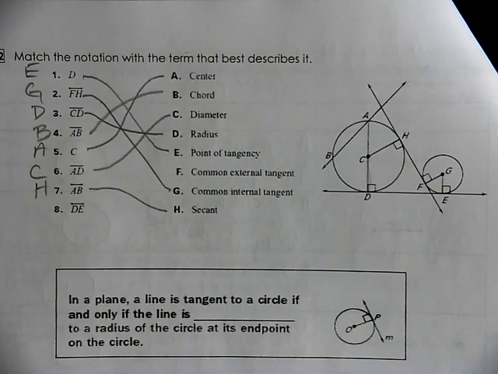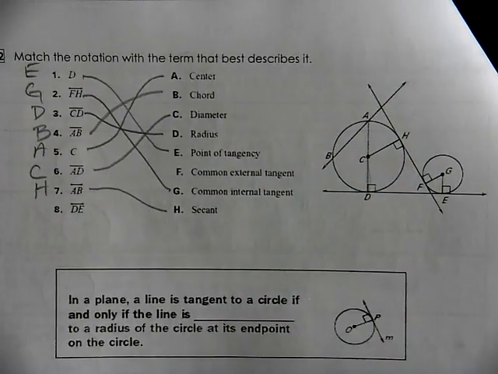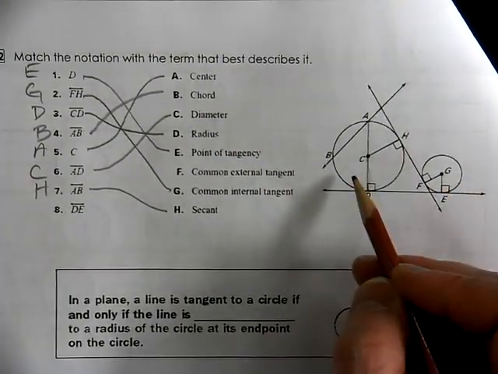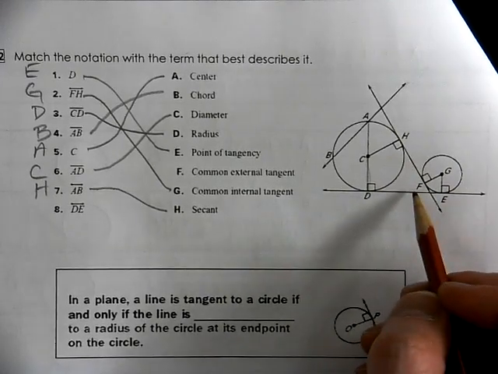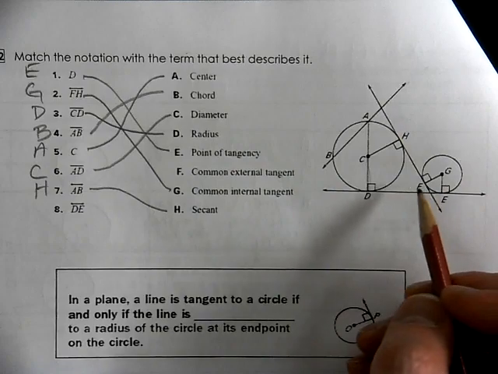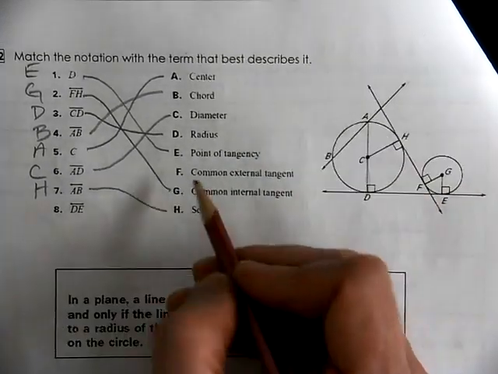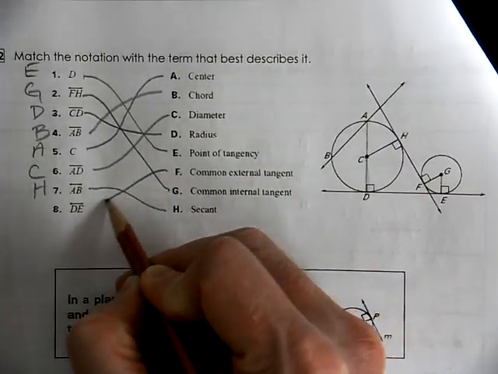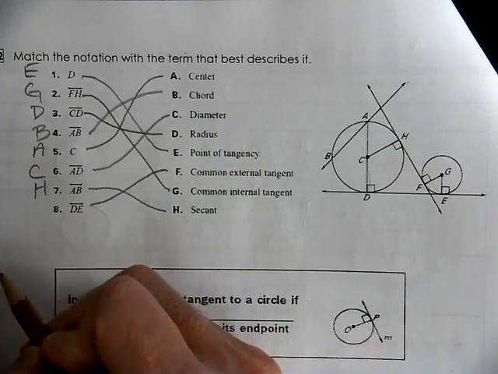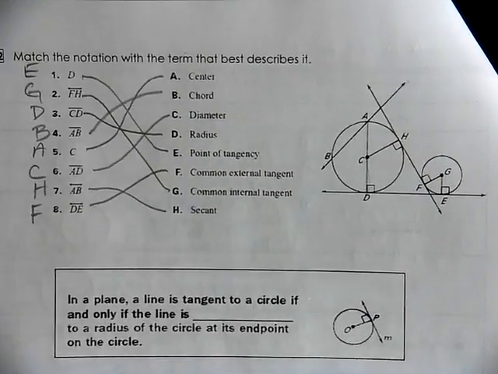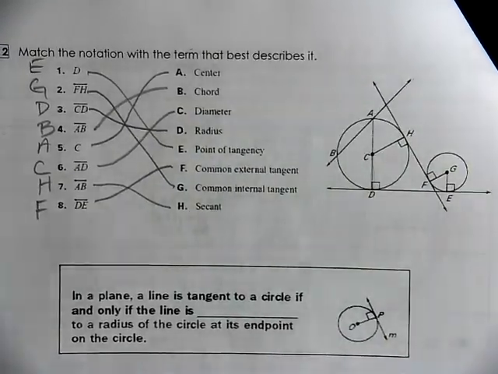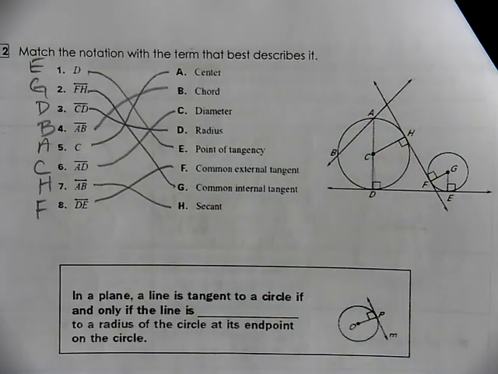And then the final one, DE. DE has the circles on the same side of the line. The line is touching each circle at exactly one point. So that is called a common external tangent, because it's on the exterior of those two circles.